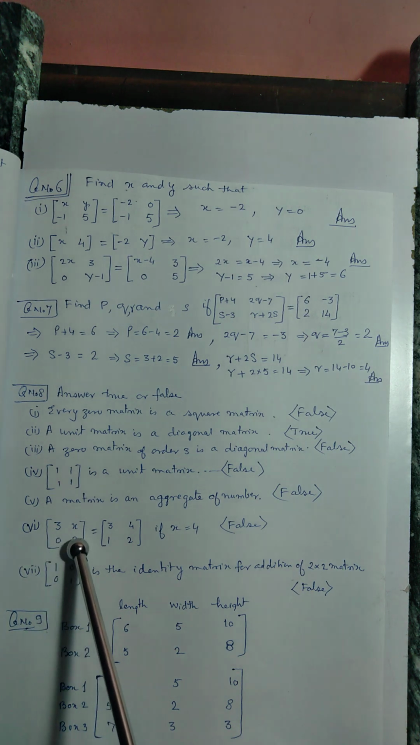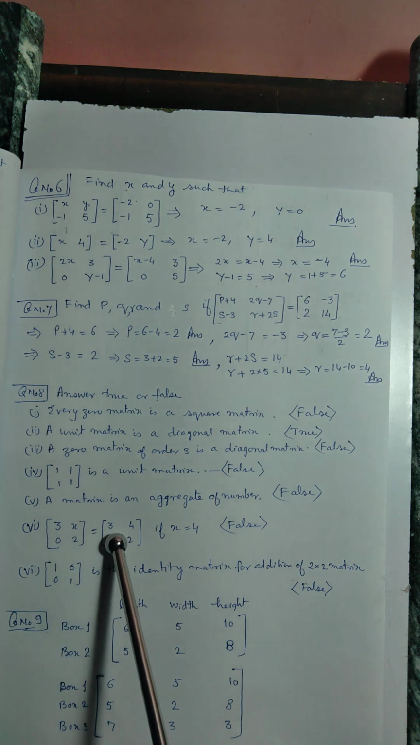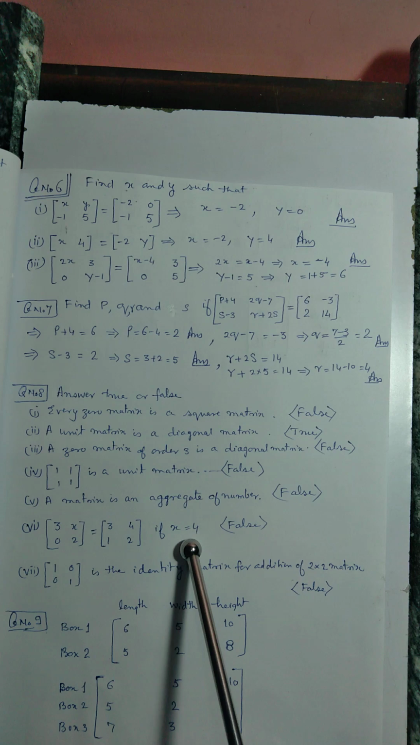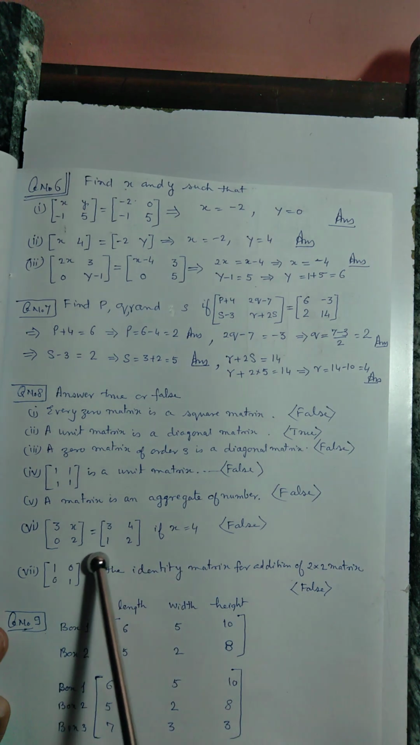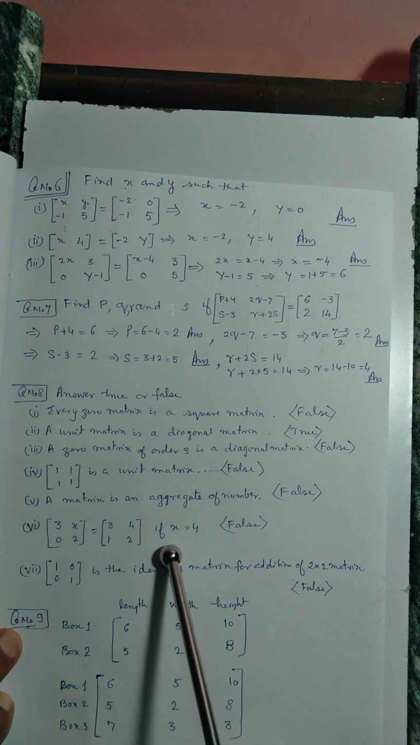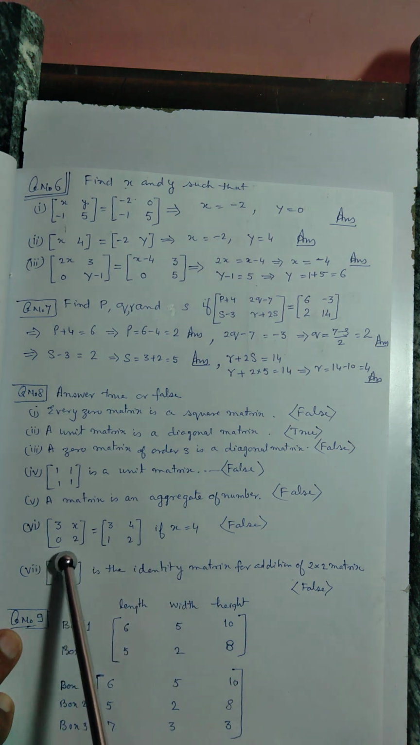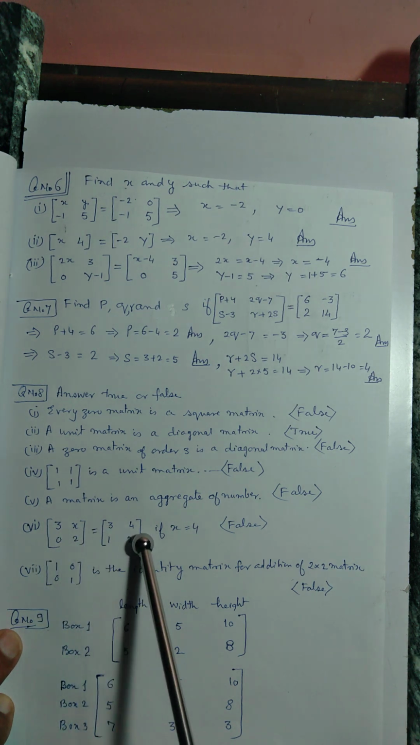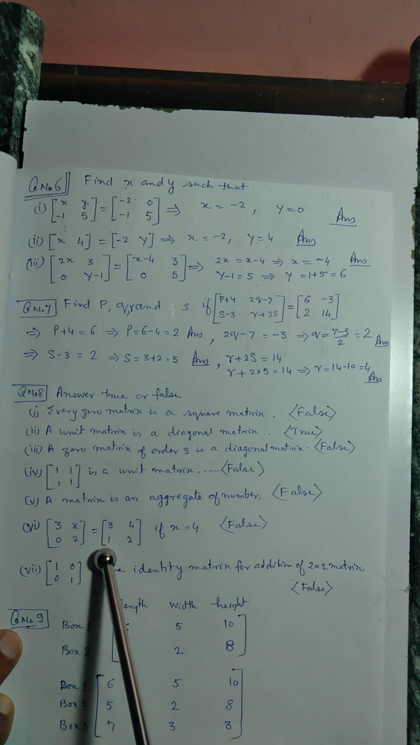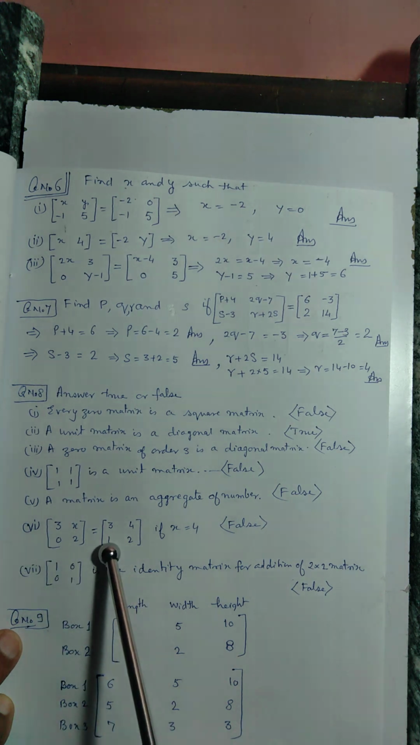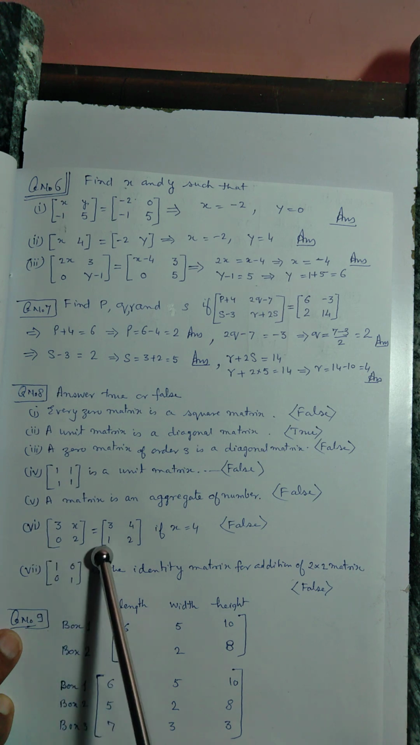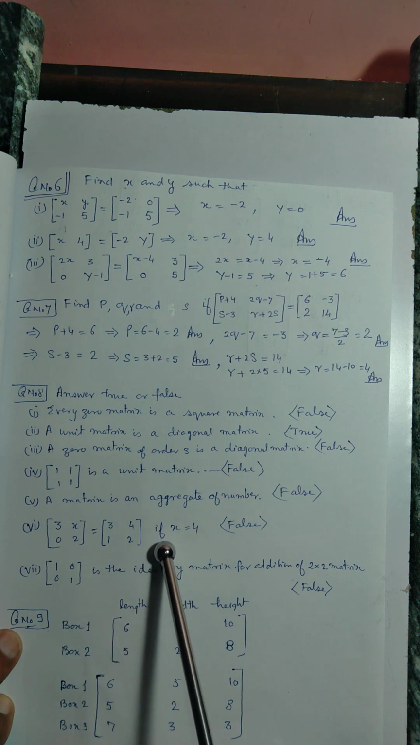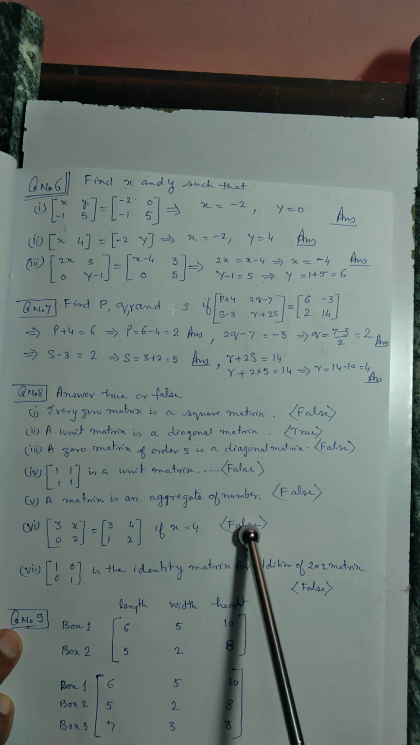Sixth, that is [3 x; 0 2] equal to [3 4; 1 2] if x is equal to 4. You see, if x is equal to 4, we have to see the other corresponding parts, not only x. 3 corresponds to 3, x corresponds to 4, 0 corresponds to 1, 2 corresponds to 2. You see, the 0 varies. It does not tally with this. So 0 is not corresponding to 1. That is why it is false.